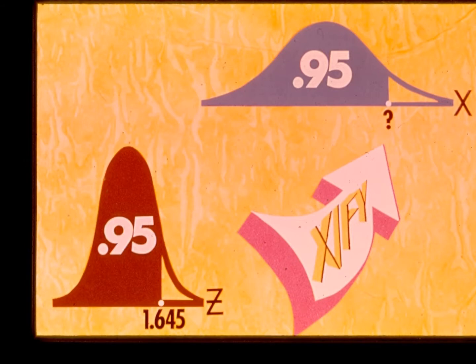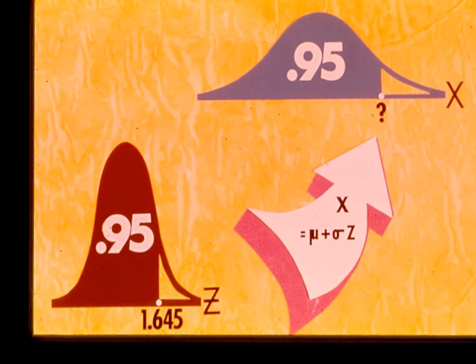Now that we have Z, the task becomes converting to X, or Xifying. And here is the Xifying conversion formula. To get X, use the formula inside the arrow. Take Z, multiply it by the standard deviation, and then add the mean, or X equals mu plus sigma times Z.